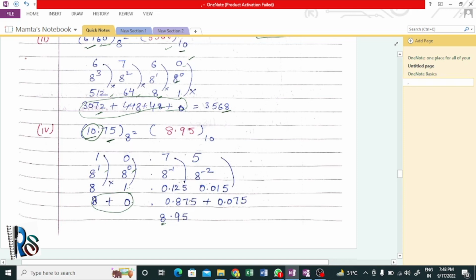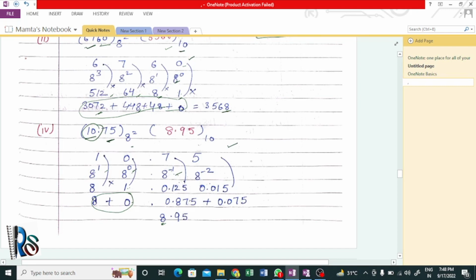After adding these two, what will we get? 8. But what about the fractional part? When we convert the fractional part of an octal number into decimal, we need to write the base of the given number system, that is the octal number system, but we need to start writing the power from -1 and move to the right and increase the power.